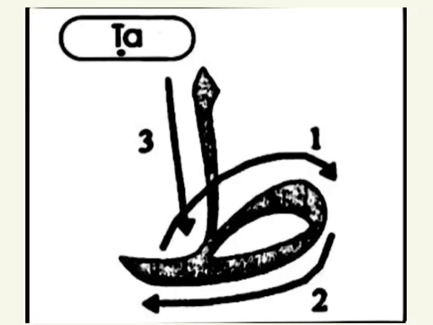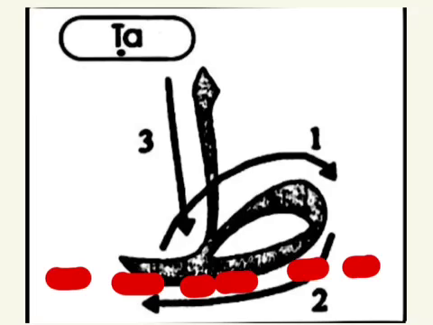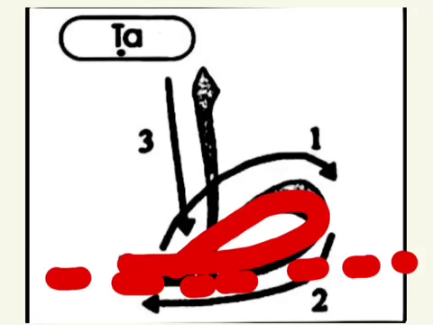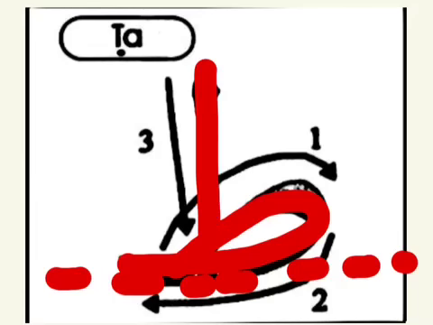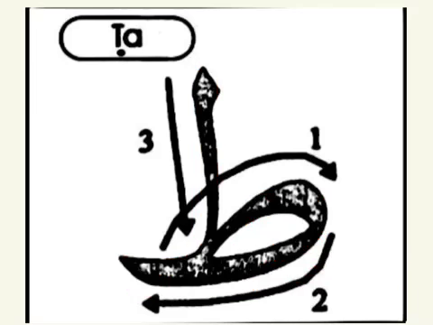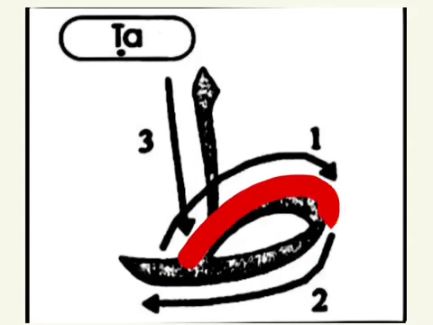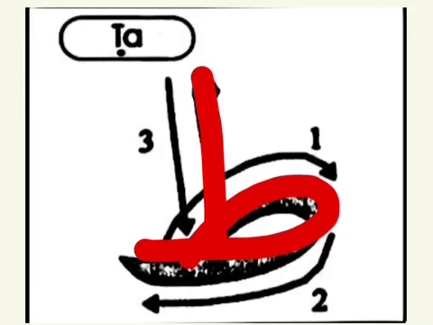Ta is a tall letter. It goes about 3/4 of the way up the line, but it sits on the line. You're going to start here, make a loop, and continue on to whatever letter you're going to write afterwards. Then you go back and put the stem. Let's see that again. Start here and then go back and put your stem.